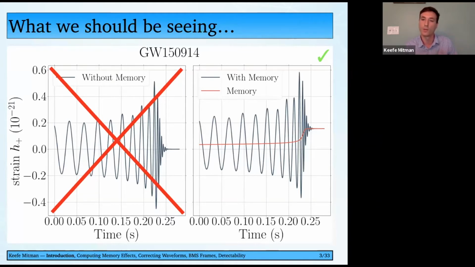And so when you look at the memory from a waveform generated with memory, when you actually solve Einstein's equations, this is the effect you see. So it is larger than previous estimates. So do you mean that most of the memory comes from the merger phase, which is not covered by the PN approximation? Right, right. And that's where this minimal waveform model comes in.